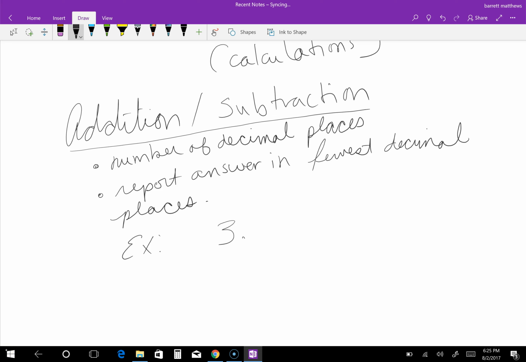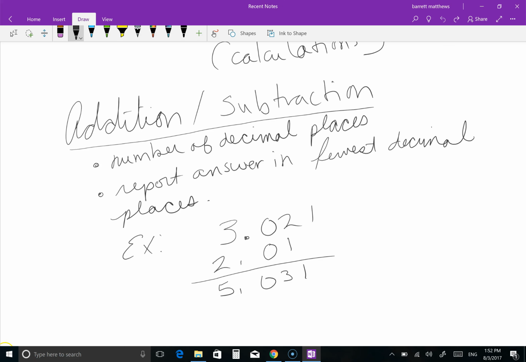Let's take a look at an example. 3.021 is added to 2.01. That would equal 5.031. And so what would I put for my actual answer? What am I going to report?